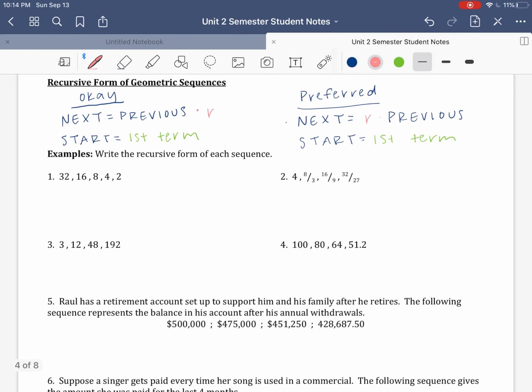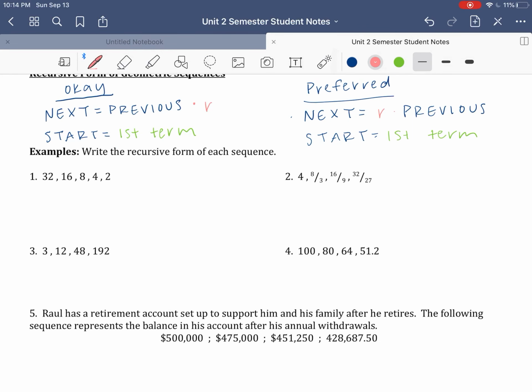For our first examples, we just want to write the recursive form for each sequence, which means we need to start by picking out the ratio. In this first example, when I look at that pattern, if you're anything like me, I see 32, 16, 8, 4, 2. My mind goes to division. I see it's dividing by 2. But we did say we're going to write all of these as multiplication. So we can figure out what it is you're multiplying by.